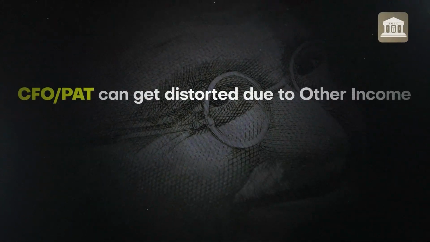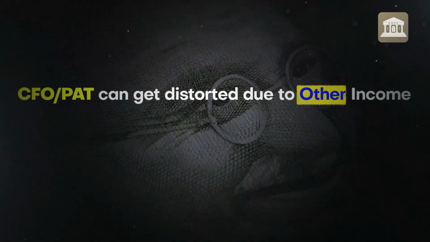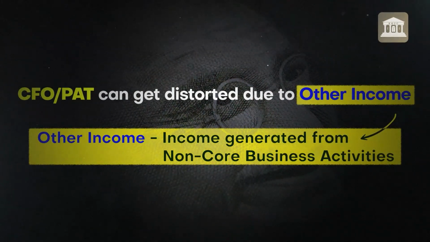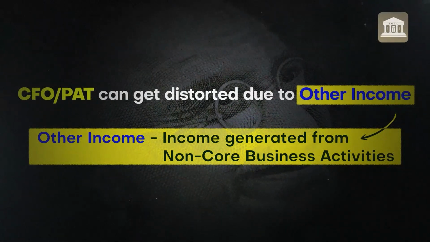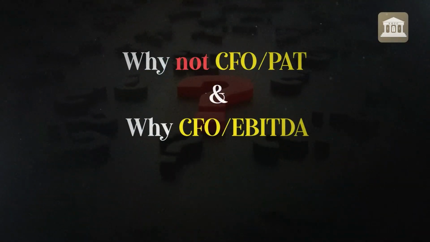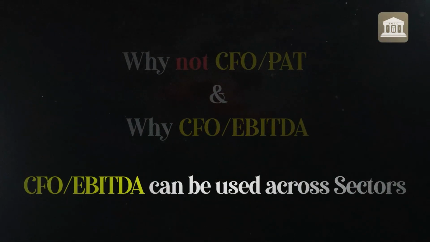The simple reason is that CFO to PAT can get distorted because of other income. Other income means that part of income which is generated from non-core business activities. So when we calculate EBITDA, it is calculated ex of other income. Whereas when we come to profit after taxes of a company, other income also gets added, which distorts the calculation of CFO to PAT. This is why we preferably like CFO to EBITDA, and we like to compare CFO to EBITDA across sectors.